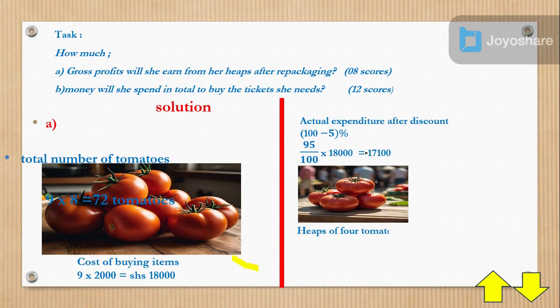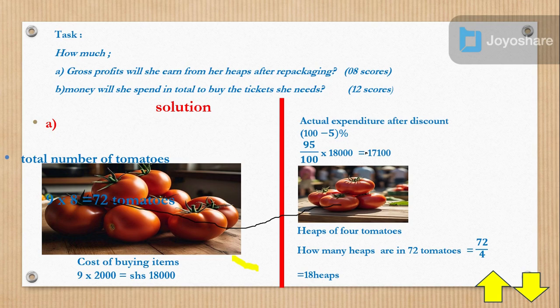So heaps of 4 tomatoes, how many heaps are in 72? Now remember, in this case, she bought 9 heaps, and each heap had 8 tomatoes. Then, in order to get a profit, she came back and repackaged on her stall. When she was selling, she had to package them in this format. She put them into 4. Now we want to ask, how many heaps of 4 tomatoes are in these 72?